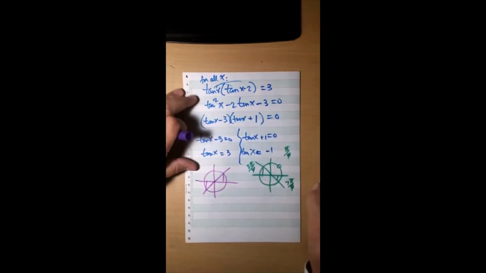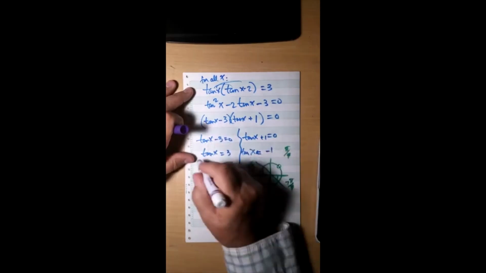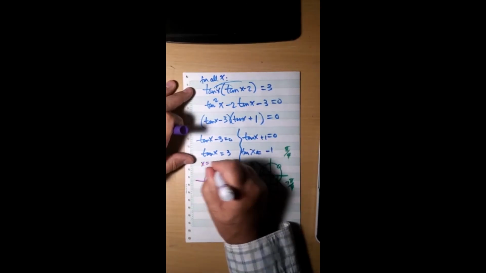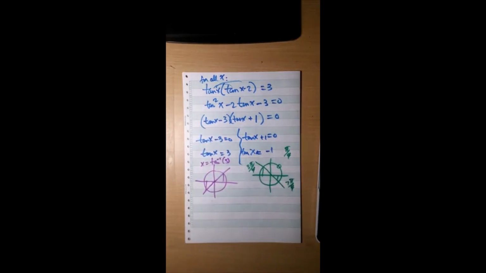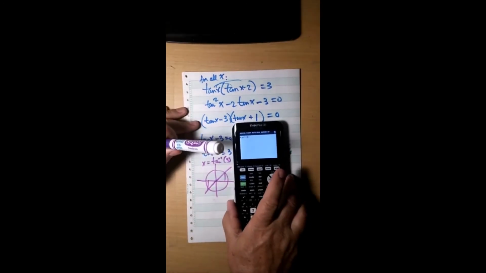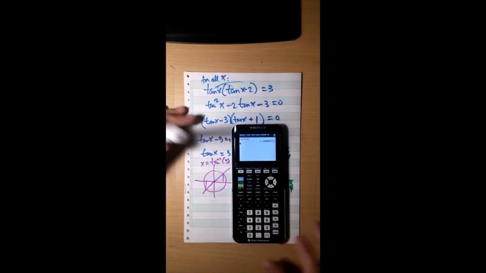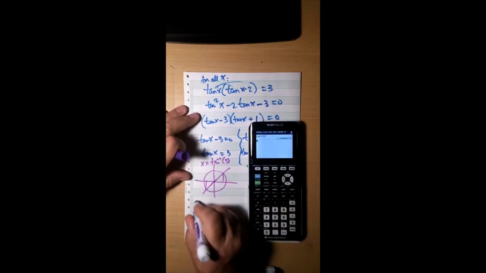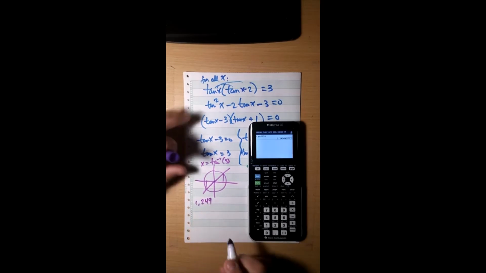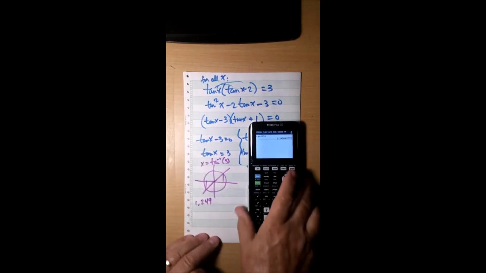Remember, this is x equals inverse tangent of 3. And when you press enter, you'll get x is 1.249. That's radians, that's not degrees.